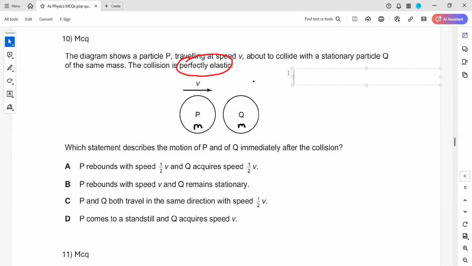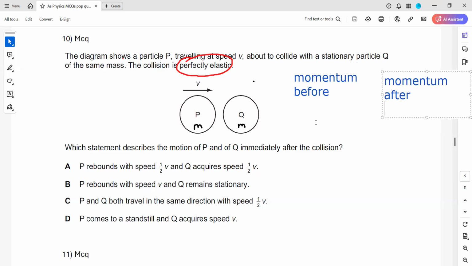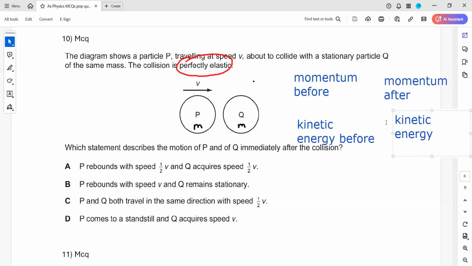So we can say the total momentum before must equal the momentum after. And another condition, the kinetic energy before must equal the kinetic energy after. Why do we specifically mention kinetic energy? Because in the question it is mentioned that it is a perfectly elastic collision. In a perfectly elastic collision, the kinetic energies are also the same.